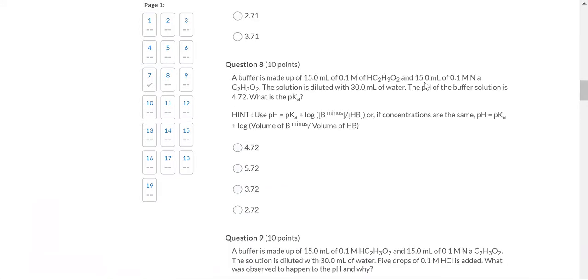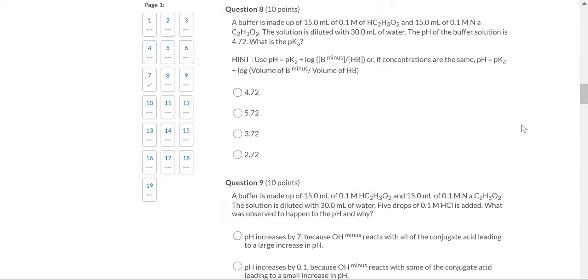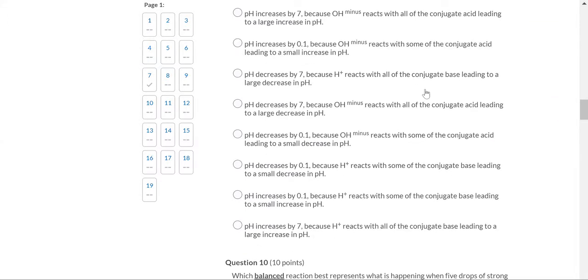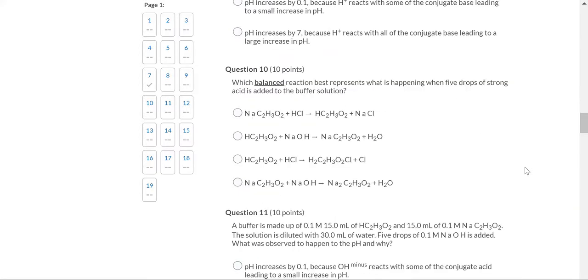They give you their own numbers, but you can actually calculate. Like they'll say, if you make 15 mils of this with 15 mils of that, and then dilute it, the pH is this, what's the pKa? So it's the same thing as what I just showed you. Basically, in this case here, the pH is equal to the pKa because it's 15 and 15, a 1-to-1 mole ratio. And then they ask you, does it increase, decrease? Remember, who reacts with what? And then you keep going.